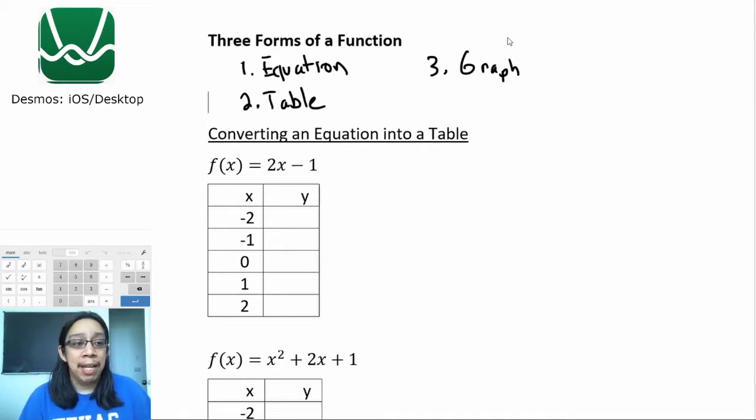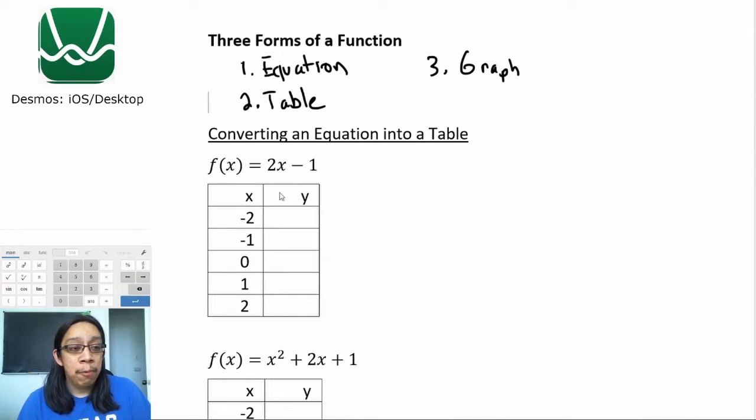So let's go ahead and start with our first example. Let's convert an equation into a table. Basically, the idea is simple. They're going to give you a table of inputs, and you're going to be taking those inputs and getting a variety of outputs out of them. So for example, let's say that they give us a function f of x equals 2x minus 1.